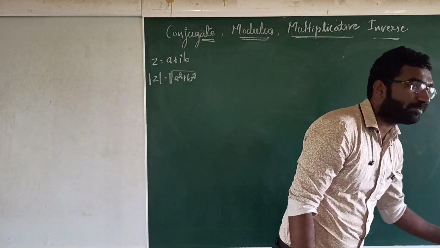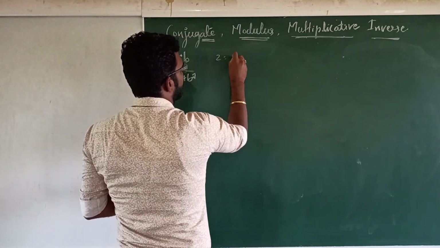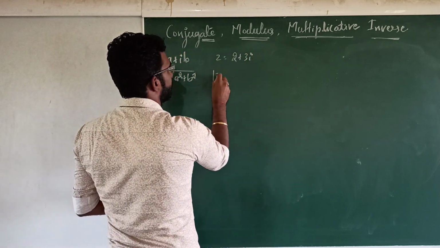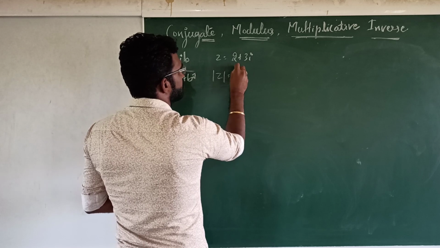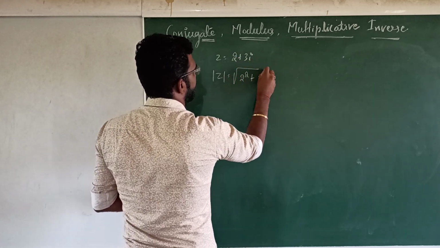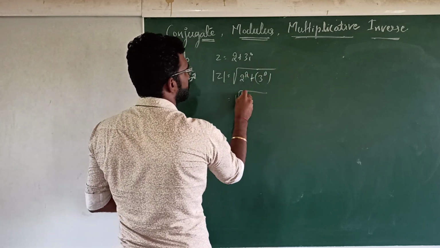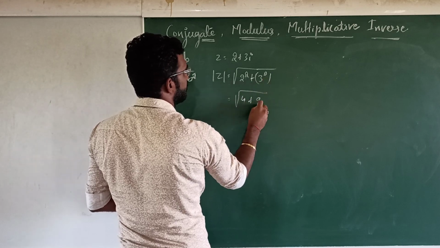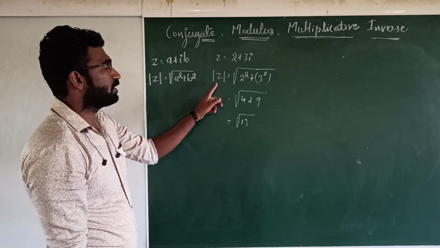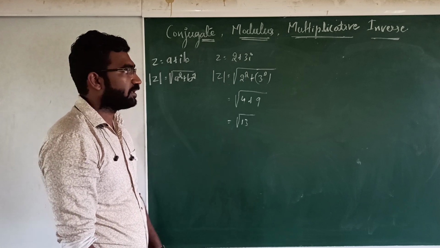So I will take one example, then I'm going to make you understand, right? For example, z equals 2 plus 3i is there. Then how to find the modulus? Simple, modulus of z is equals to square root of this real part square plus this imaginary part square. This is 3 square. Therefore this is the modulus, right? Square root of 2 square is 4 plus 3 square is 9. Therefore what is the answer? Square root of 13 is the answer. Therefore this is the modulus of the given complex number 2 plus 3i.